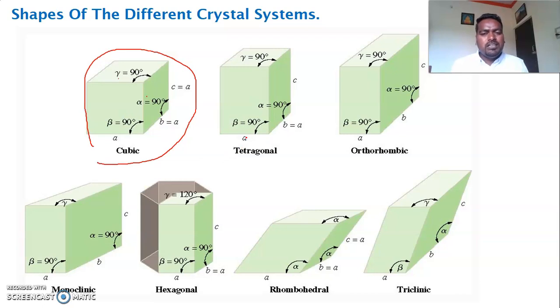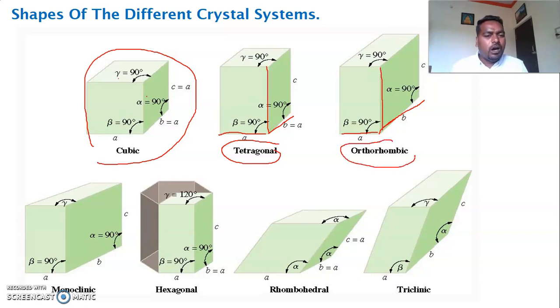You just look at here. The distance a is equal to b, but a and b are not equal to c. See this distance. So this is a tetragonal shape, and the angle is 90 degrees, but the only thing is c is different. But in case of orthorhombic, the angle is the same, but a is not equal to b, b is not equal to c. So all the 3 distances are different.